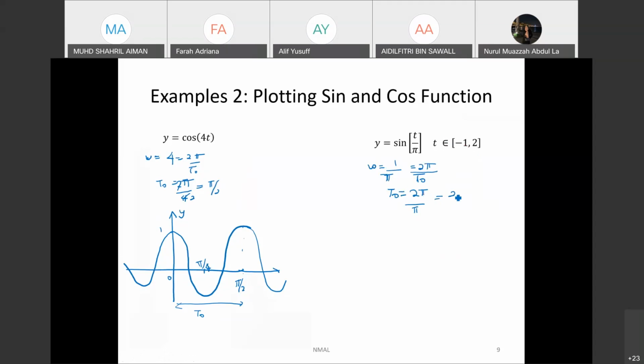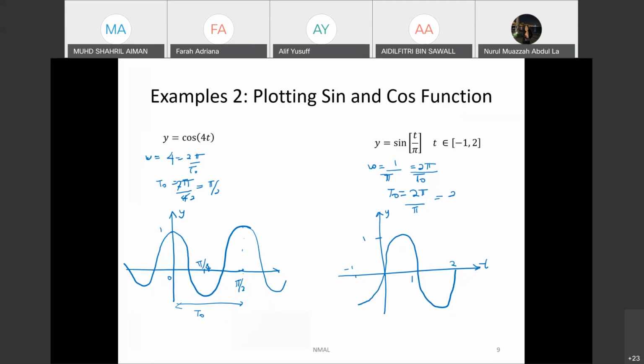Okay, so now you can plot sine. Sine starts from here. Because the question says this is from -1 to 2, you can put 2 here because t naught here is 2. So here is 1, right? And because it is from -1, this is -1. The amplitude here is 1 also.